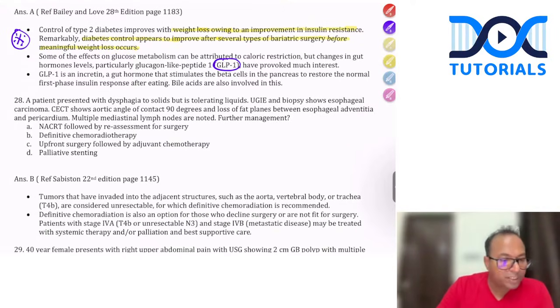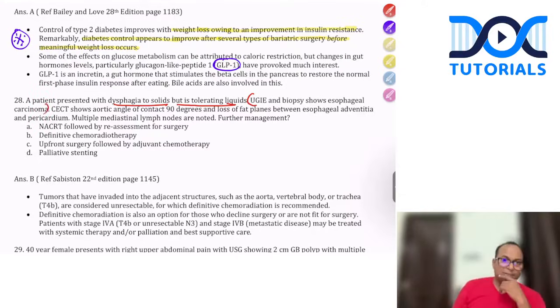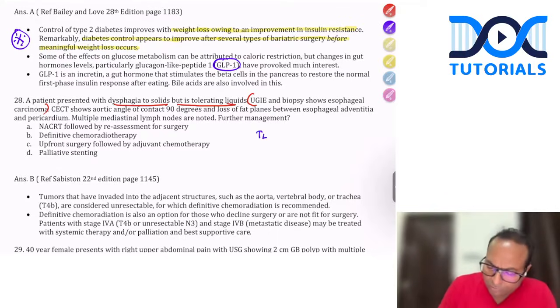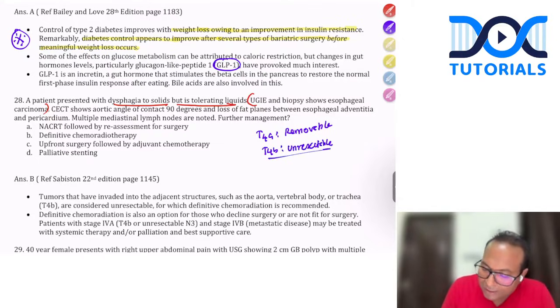A patient presented with dysphagia to solid foods but is tolerating liquids. He is unable to eat solids but tolerating liquids. Endoscopy shows cancer of the esophagus. Now, CT shows aortic contact of more than 90 degrees. So this is a classical stage of T4a, which is resectable structures. T4b is unresectable. A cancer which is T4b involves aorta more than 90 degrees, vertebra, tracheobronchial tree, all these things are unresectable.